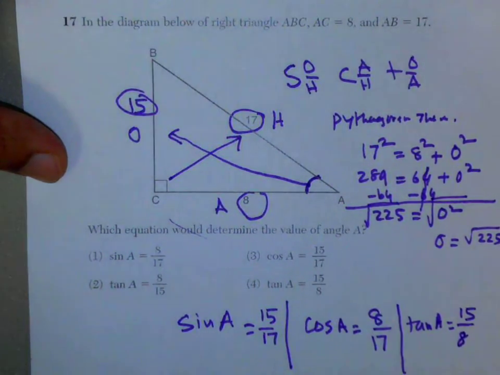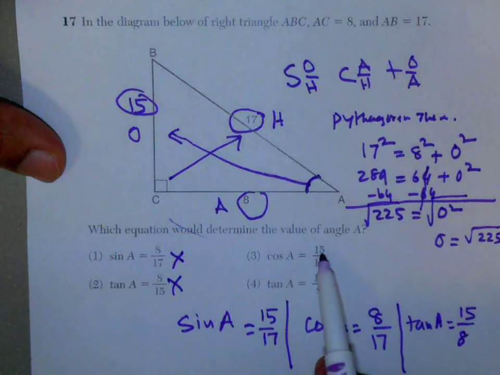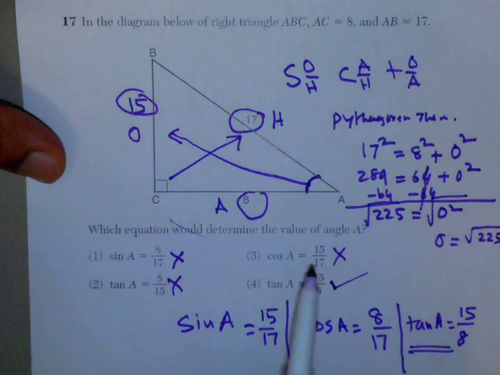Now, all we've got to do is see which response is given. We have sine of A is 8 divided by 17. Doesn't match up, so that's not the correct response. Tangent of A is 8 divided by 15. Tangent of A should have been 15 divided by 8. Nope. Cosine of A is 15 divided by 17, but cosine of A should have been 8 divided by 17. Nope. Again, tangent of A is 15 divided by 8. And we see that right here, the last option, tangent of A is 15 divided by 8. This equation is actually correct. Everything else is wrong except this one. So we can use this trig ratio to find the angle A.